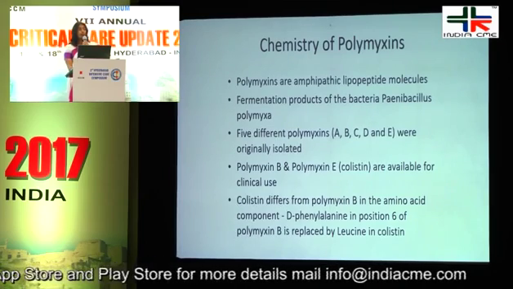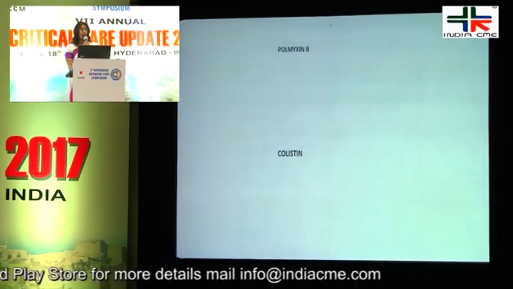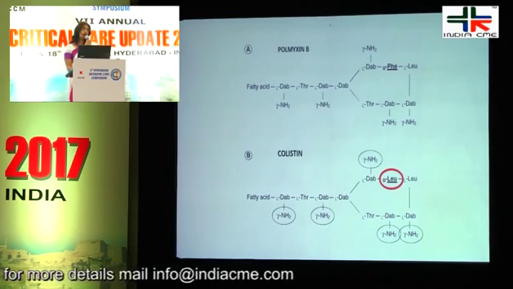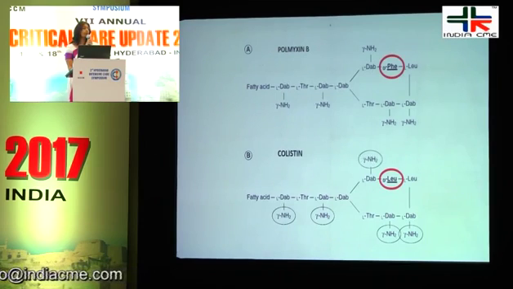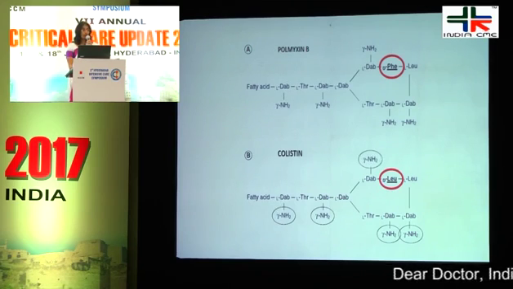So, colistin differs from polymyxin B in the amino acid composition. Both have a polypeptide cationic structure, but in position 6 of polymyxin B, there is phenylalanine. The single amino acid substitution with D-leucine makes polymyxin B into colistin.